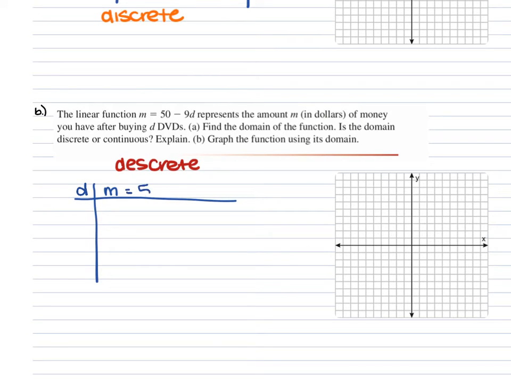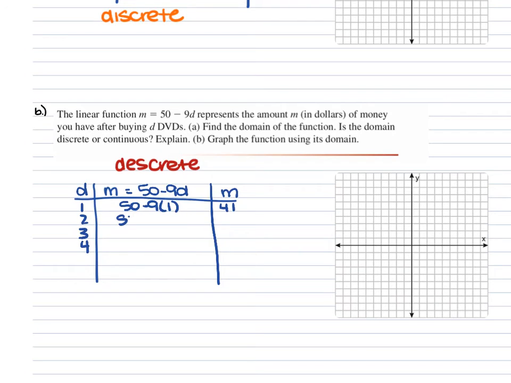M is equal to 50 minus 9D, and we're solving for M. So we can use 1, 2, 3, 4. Again, I'm just picking logical X values to use when I solve this. So if I plug in the 1, I'm going to have 50 minus 9 times 1, which is just 50 minus 9, so that's 41.